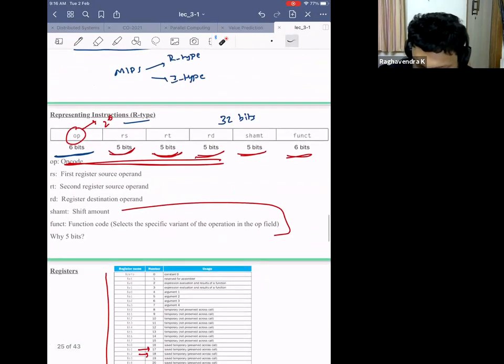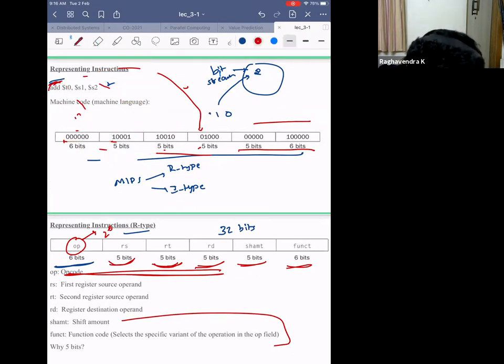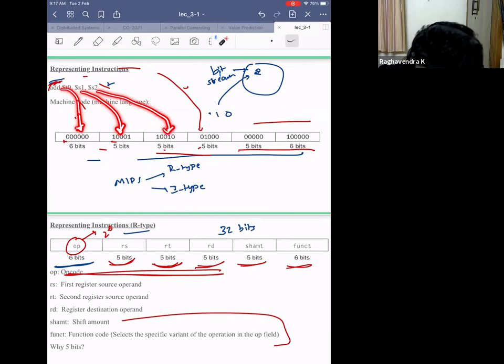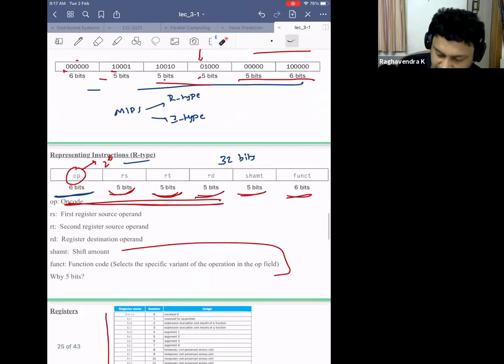So how did I get the zeros and ones? I figured out that the opcode here was add, and the add has 0, 0, 0, and S1 has 1001. S2 I can call using 10010 because S2's value is 18, and T0 as 01000 because the value is 8. So that's how I represent an instruction. That is the R type instruction.